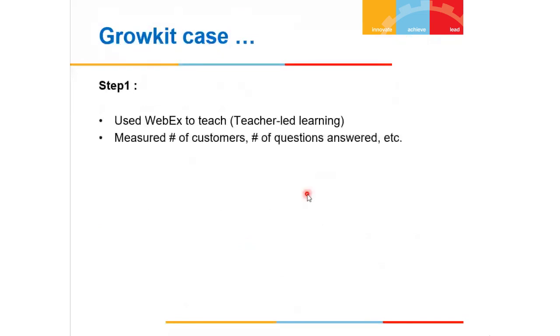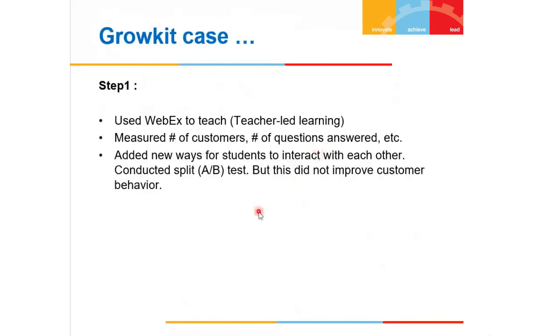So what he did, step one, this was his MVP, minimum viable product. He used WebEx to teach. This was the teacher-led learning. And he measured the number of customers, the number of students who joined, and the number of questions answered. This is really important because you are trying to impart knowledge. If people are not able to answer your questions, that means they have not learned much, or your teaching is not effective. So this is an indicator of how effective the teaching is. This is also an indicator of the value you're creating for the customers.